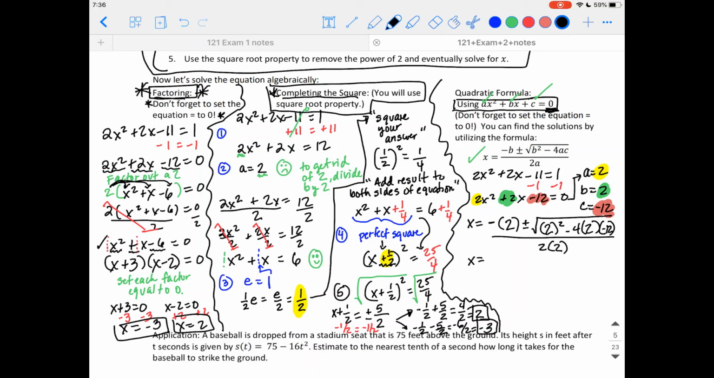So Murga likes to do everything that's in the square root. So this is negative 2 plus or minus. And then this is going to be the square root. And I can do 2 squared minus 4 times 2 times negative 12 on my calculator. And you're going to get here that it's equal to 100.